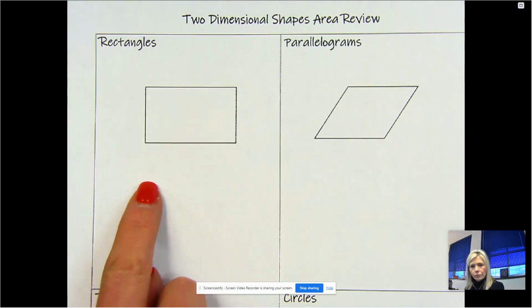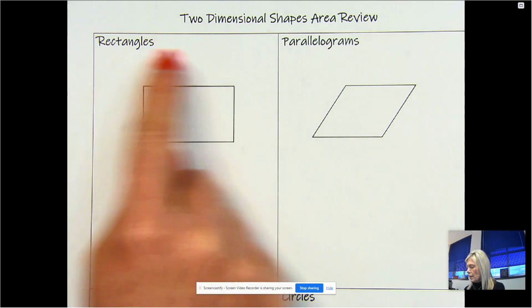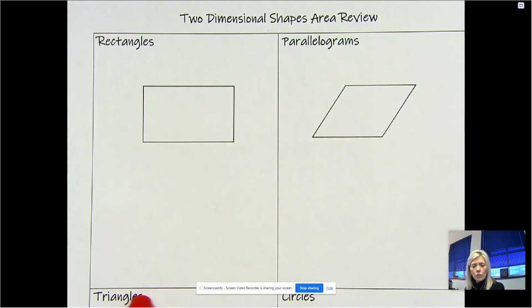So we've got four figures here, and you should be taking these notes as I'm going through the video. If I'm going too fast, you can always pause the video, get your notes down, and then start it back up again. So we're looking at rectangles, parallelograms, and then triangles and circles.